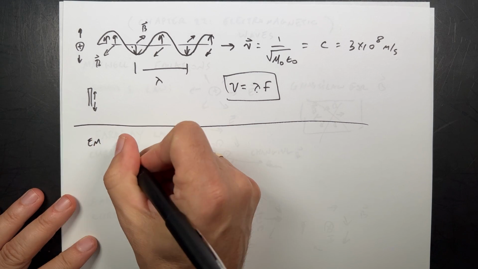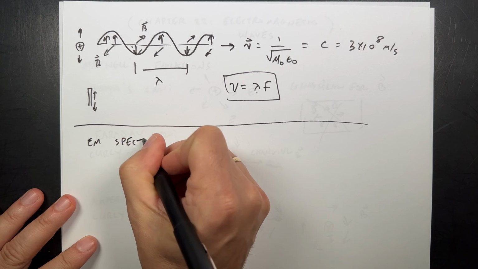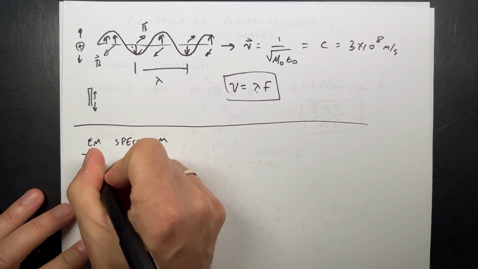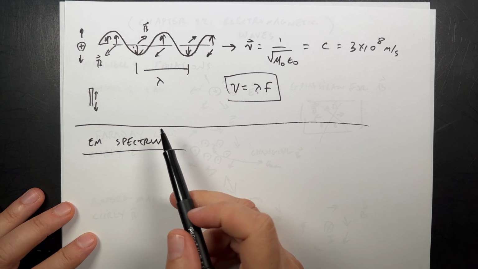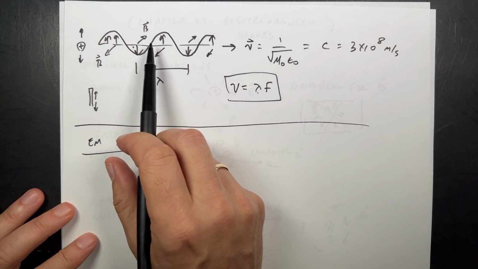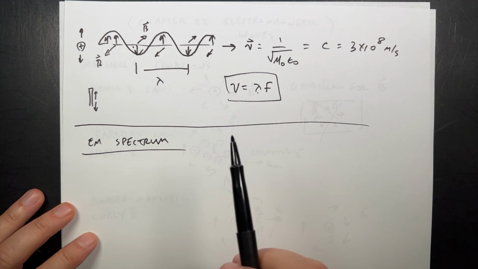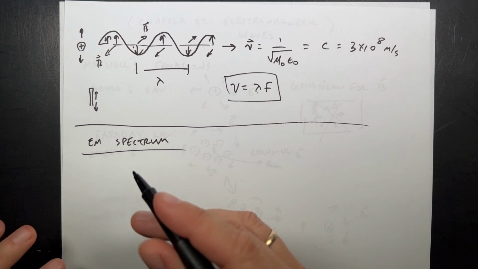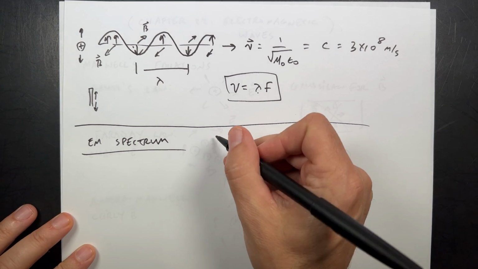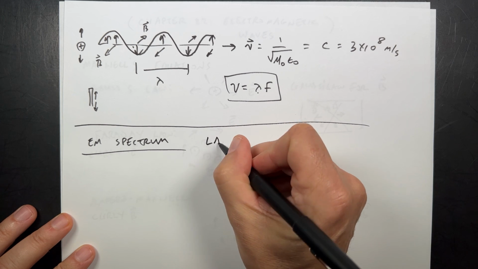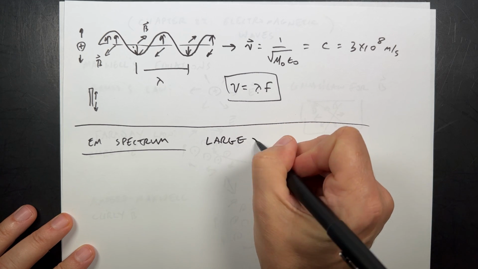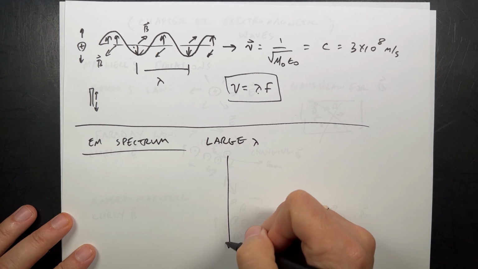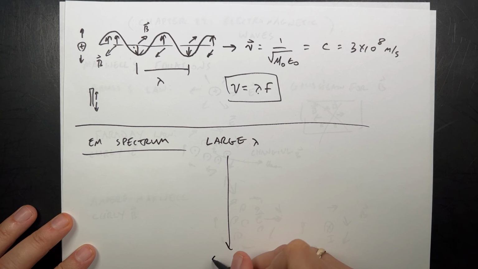Okay, next, the electromagnetic spectrum. I'm going to say EM spectrum. It turns out that different wavelengths of electromagnetic waves interact differently with matter. So we break them up into different classes just for fun. We'll go from large wavelength, low frequency, to small.